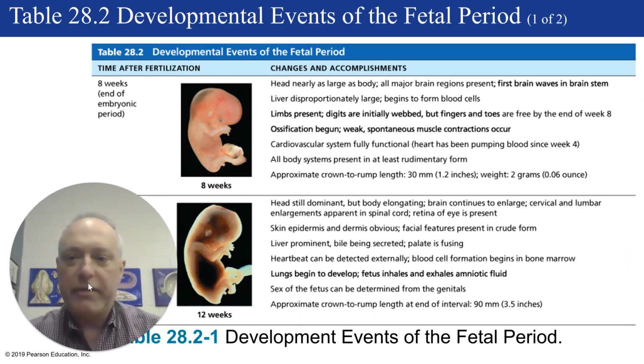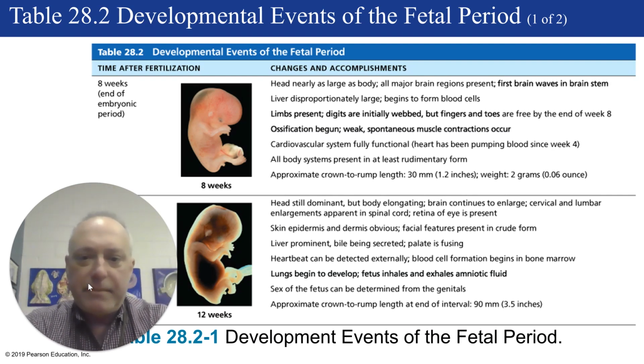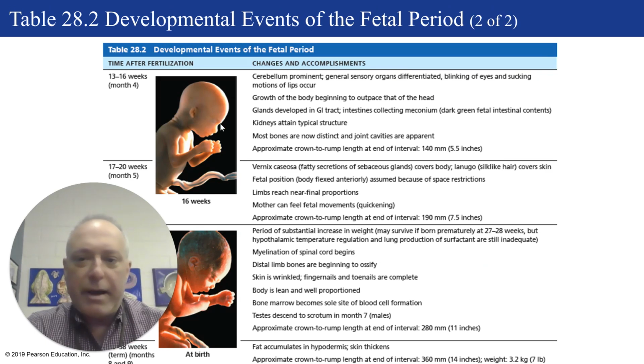Let's look at some hallmarks of development. At 8 weeks, the head is actually the largest portion of the body. The limbs are present and developing, and ossification of the bones has begun. The heart at 8 weeks is fully functioning. At 12 weeks, the skin starts to develop. The liver begins to activate. By 4 months, the brain is almost fully developed, with the cerebellum one of the last structures to develop.